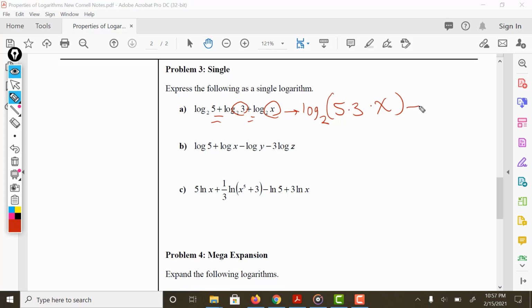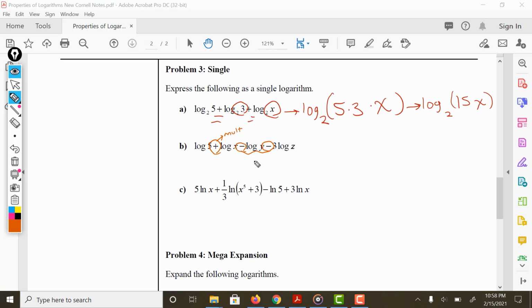We could go ahead and simplify this further. The 5 times 3 is a 15, and that's our answer for that one. You'll notice that this is multiplication, and then this is division. Notice how the division is at the end of the problem. So all the multiplication comes at the beginning, and then we go ahead and put all the division at the end. And if the problem isn't set up like that, you're going to want to rearrange it so that it is in that order.